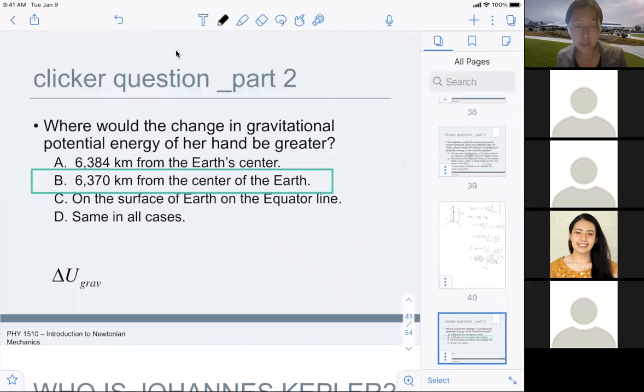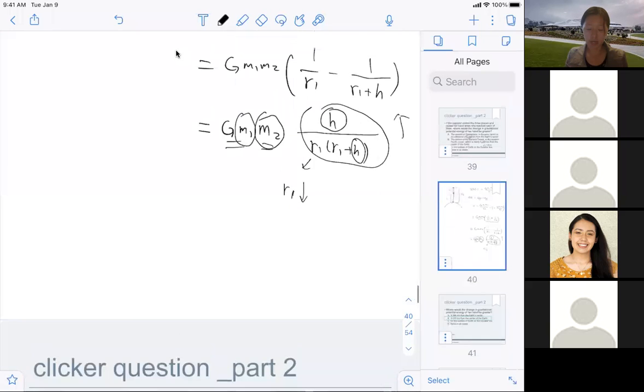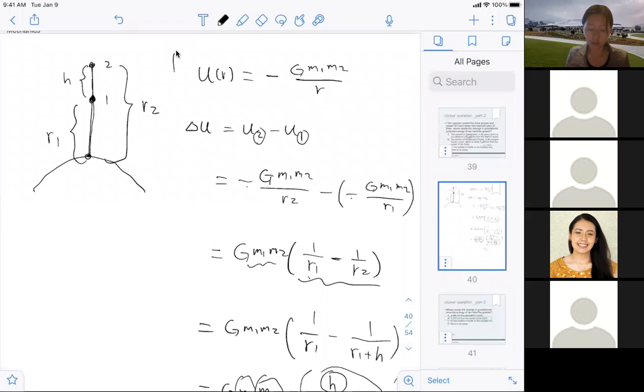Again, you can see this is really a practice on using this formula. This is a question that helps us understand and use this particular formula.